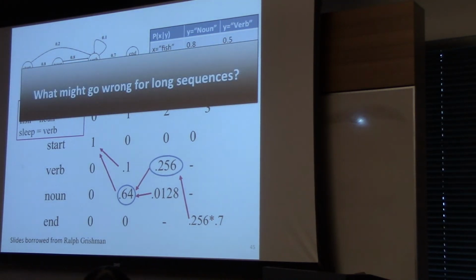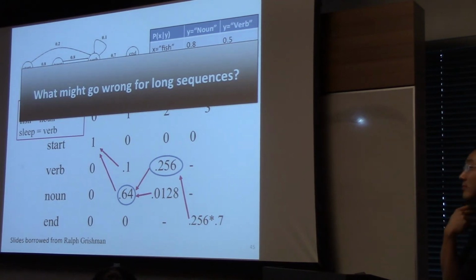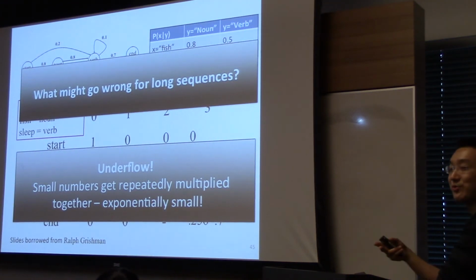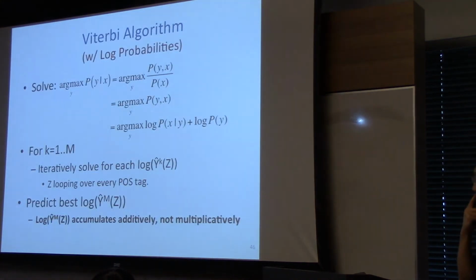So what might go wrong for super long sequences in this computation? Does anyone see the problem? Numbers will be very small; the computer assumes they're 0. Exactly. The numbers are extremely small because they get repeatedly multiplied by values that are less than 1. So you're going to underflow very, very quickly. And if you don't account for this in your homework, that might happen in the homework as well.